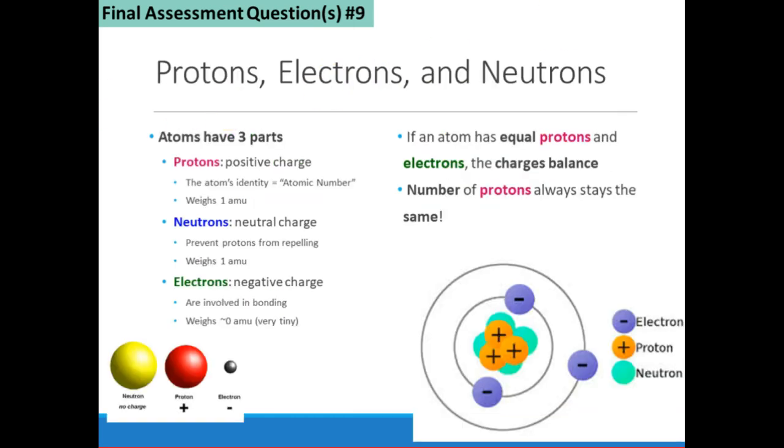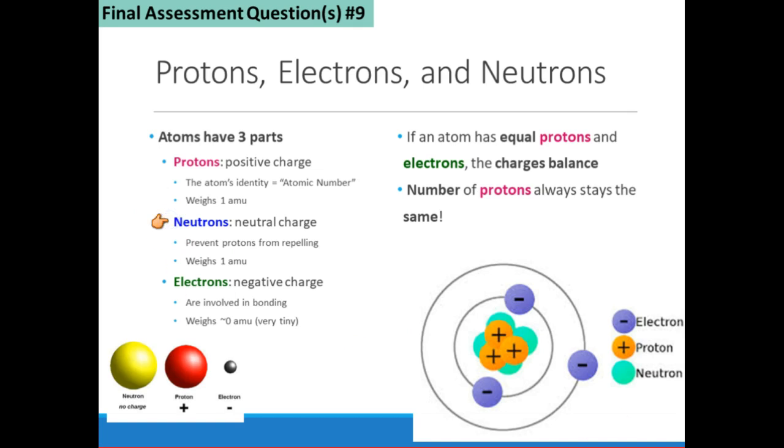Okay, so question number 9. Go back up to question number 9, talking about protons, electrons, and neutrons. Again, we talked about this a moment ago, right? Atoms have 3 parts. Protons, which are positively charged. Remember that these tell you the atom's identity, right? So based on how many protons you have, that is the identity of the atom. We can also call this the atomic number, the number of protons. And protons weigh 1 AMU, so they have mass.